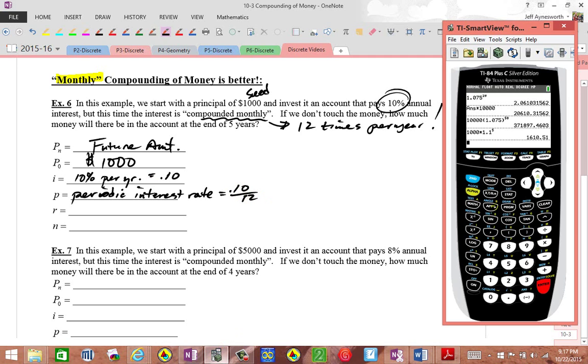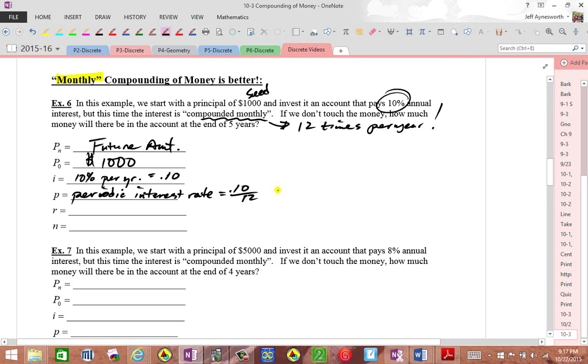Now, if you want to write that down, go ahead. If you want to do it on the calculator, 0.1 divided by 12. That's repeating, so don't write it down. We're going to enter it in exactly as it is. Since it repeats, don't write the decimal down. The interest rate in this case is not 1 plus I, but 1 plus P, because we're compounding monthly, not annually. So it's not 1 plus 0.1. It's going to be 1 plus 0.1 divided by 12.